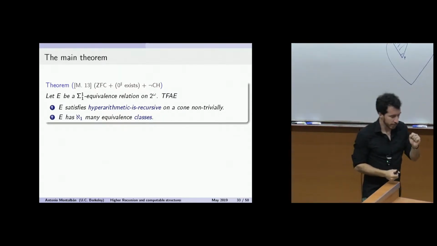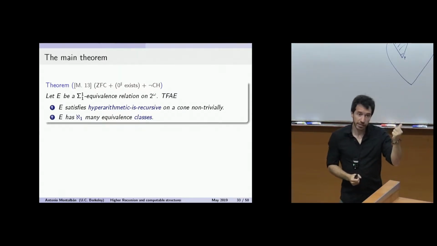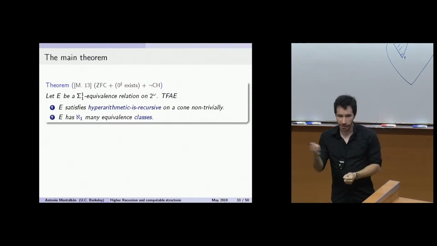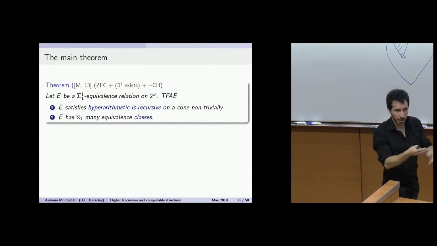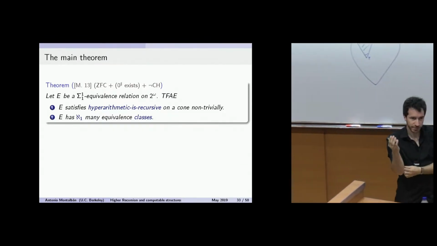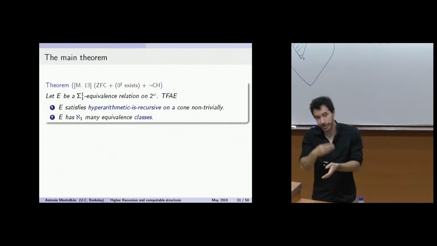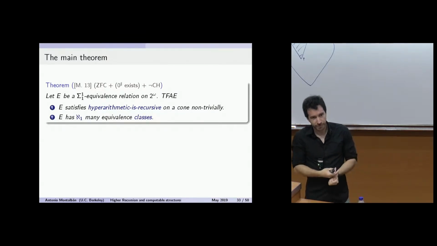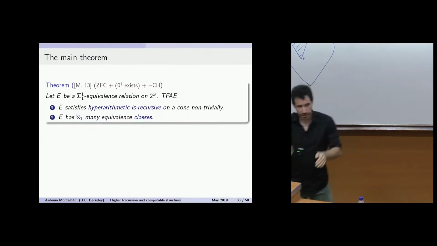I skipped through non-trivial this time. I said an equivalence relation satisfies this property trivially if every class has a computable member, like the Q vector spaces, when there are countably many classes. Usually, relative to an oracle, if you have countably many classes, they are all computable. So trivially means that's the case.